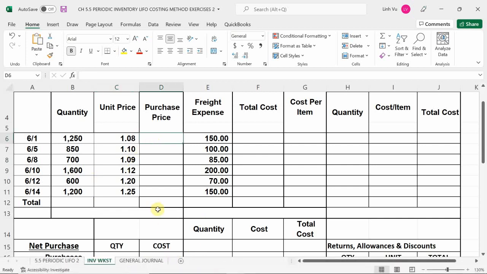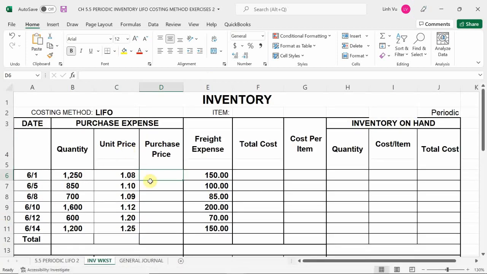So right here on June 1st, we purchased 1,250 units at $1.08. So in this case, what is going to be my purchase price here? Okay, let's start with the formula. How do I solve for my purchase price? Multiply the quantity by the unit price. Good. So 1,250 times $1.08.